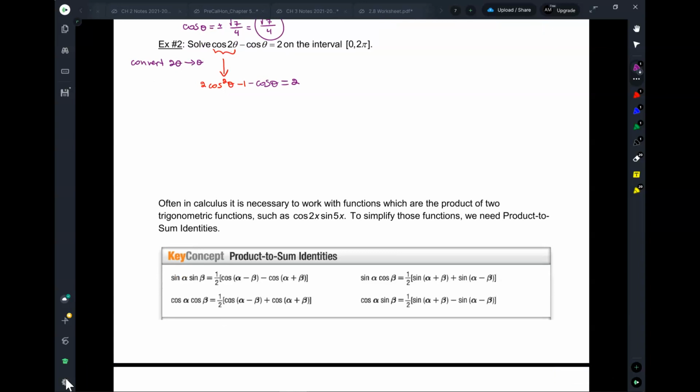to solve any equation, this is where some people ran into trouble on the quiz. You must bring everything to the same side and set it equal to 0. So, subtract 2: 2 cosine squared theta minus cosine theta minus 3 equal to 0.